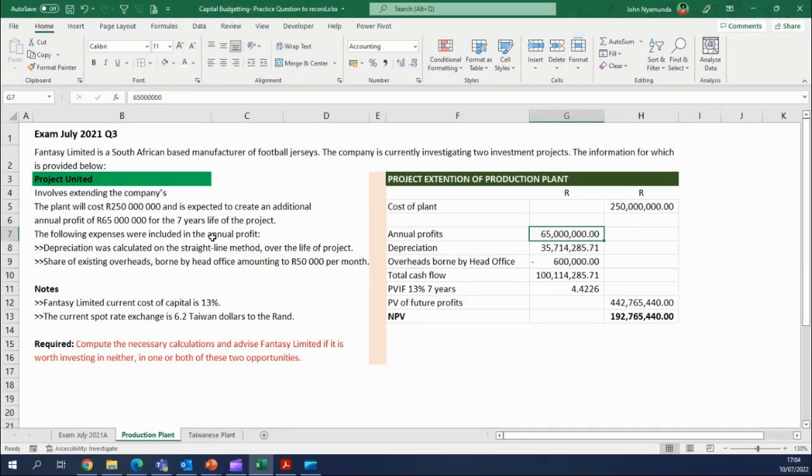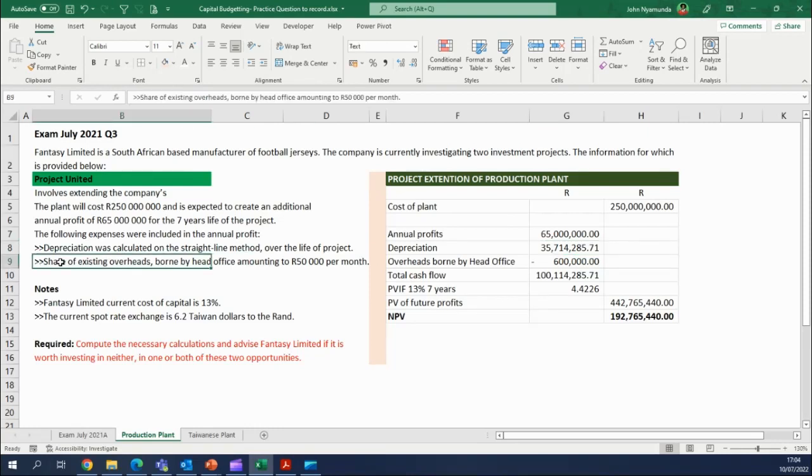The following expenses were included in this 65 million. Depreciation was calculated on a straight line basis over the life of the plant. So we know that the depreciation is on the plant. We say 250 million divided by 7 to get the annual depreciation. If you look at the formula bar, you can see 250 million divided by 7.